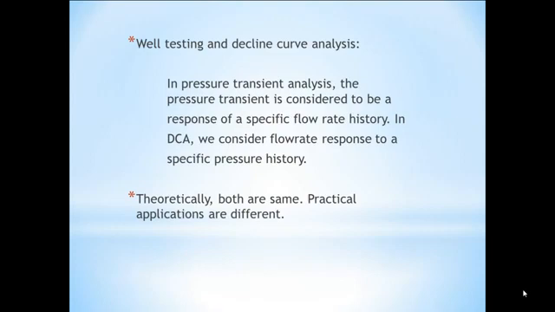In pressure transient analysis, the pressure transient is considered to be the response of a specific flow rate history. Therefore, the input here is the specific flow rate history and the output is the pressure transient. Whereas in decline curve analysis, what we consider is the flow rate response to a specific pressure history. Here the input is the pressure, that is we are controlling the pressure and we are measuring the flow rate response.